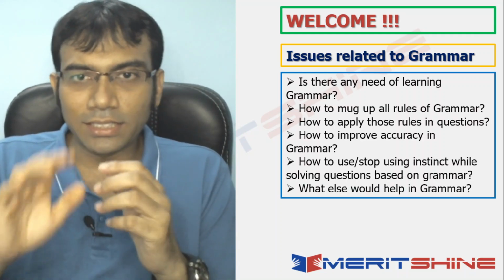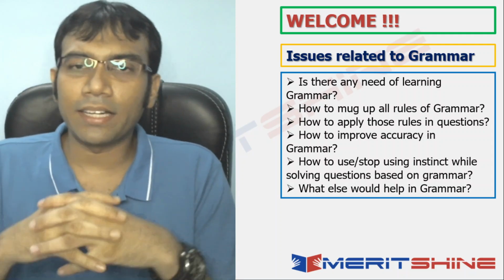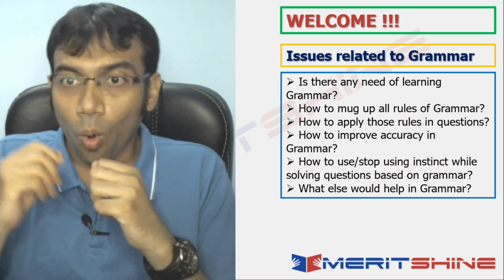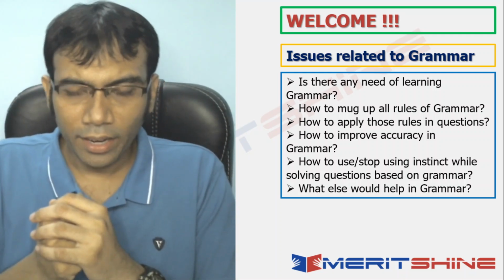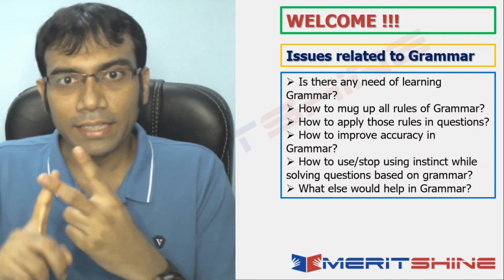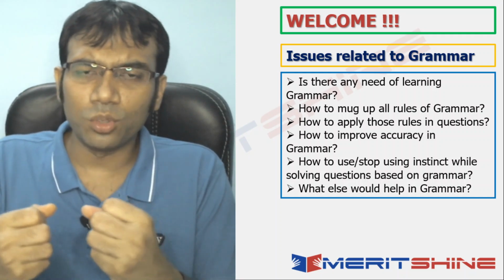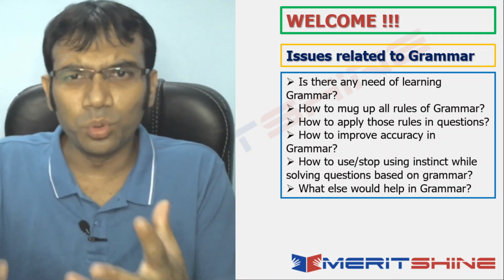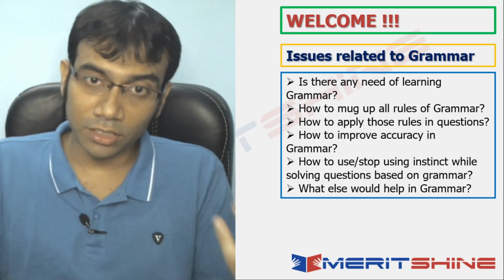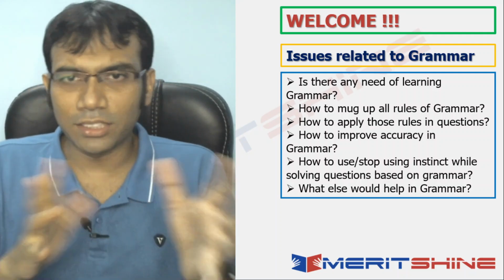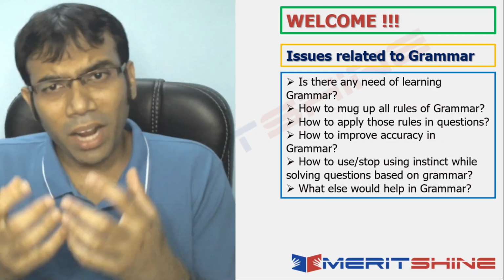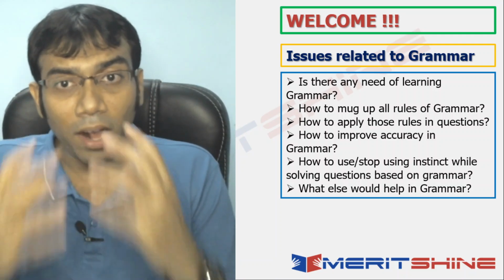Okay, so the next query or next issue related to grammar that comes is how to mug up all rules of grammar, right? That's the second most asked query that we have seen. How to mug up all of these rules of grammar, the 1000, the 100, the 200 rules of grammar, right? Someone says 1000 rules of grammar, someone says 200 rules, someone says 500 rules. Everyone has his own way of quantifying the number of rules that are there in grammar. But how do we handle so many rules? How do we mug up so many rules?